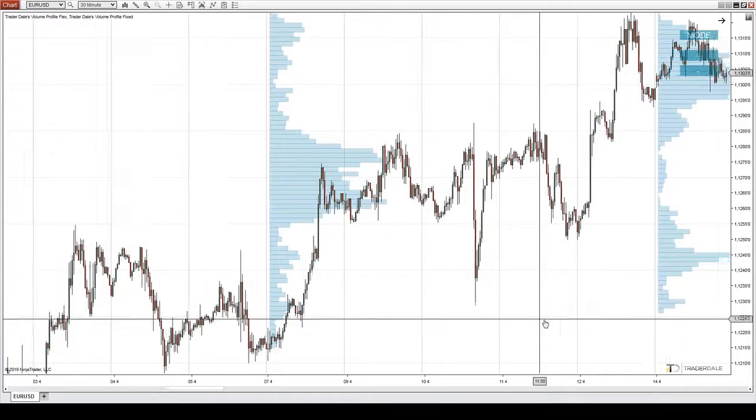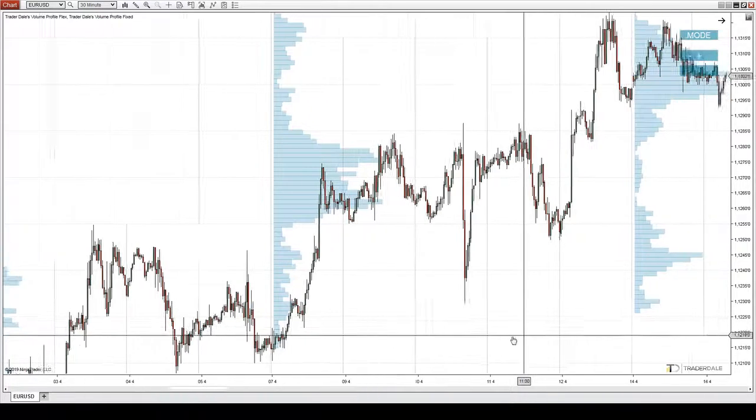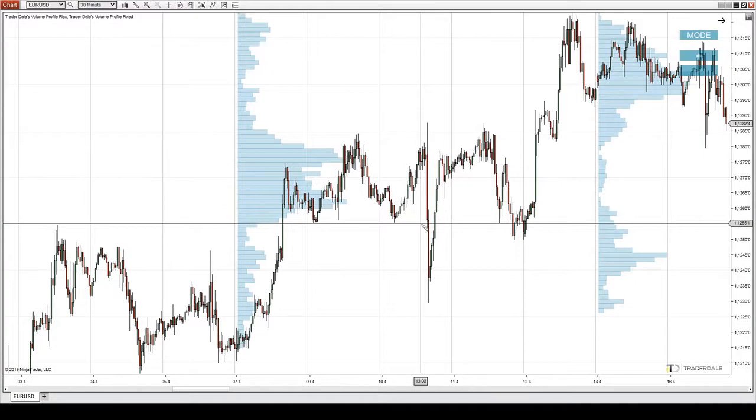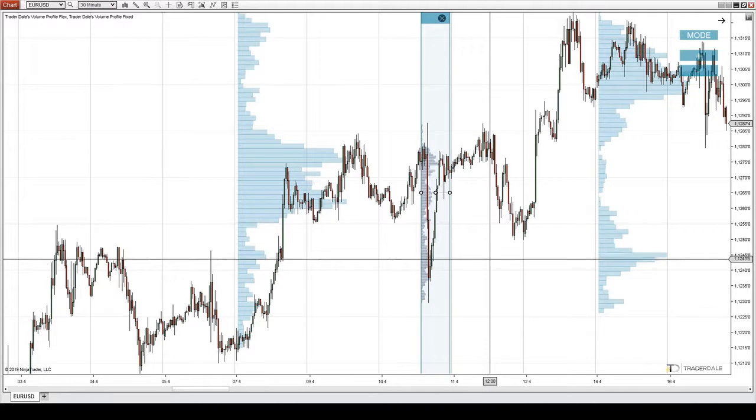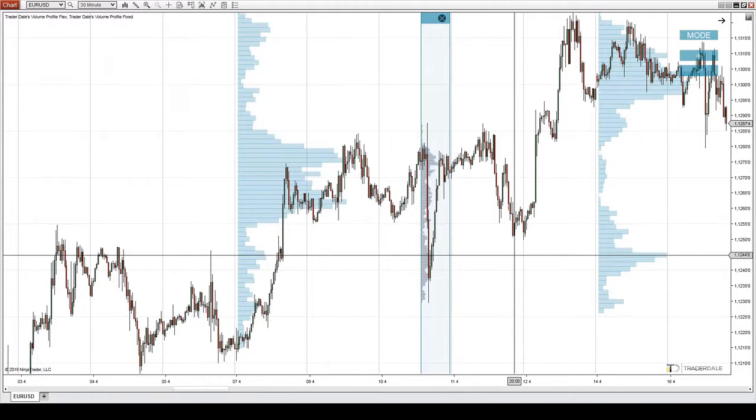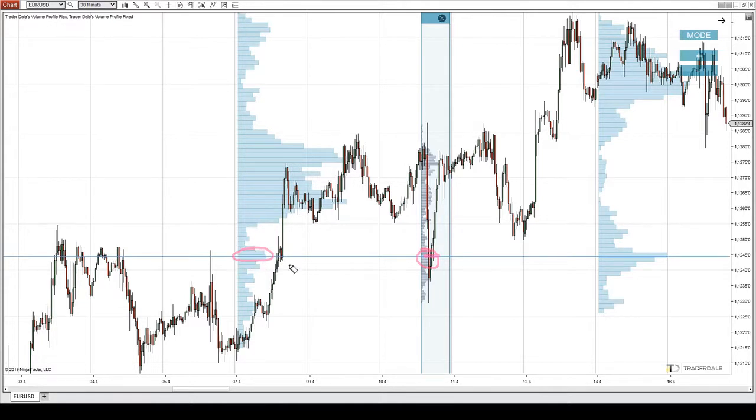Now here is also another thing you can do with a rejection like this. You probably know that if you watch the previous videos. And the thing is that you can mark the place where the volumes were the heaviest within the rejection. In this case, it's in here. This is the most significant volume cluster within the rejection. This place is where the volumes were the heaviest. The level is also visible on the weekly profile. It's not that significant there, but it's visible.